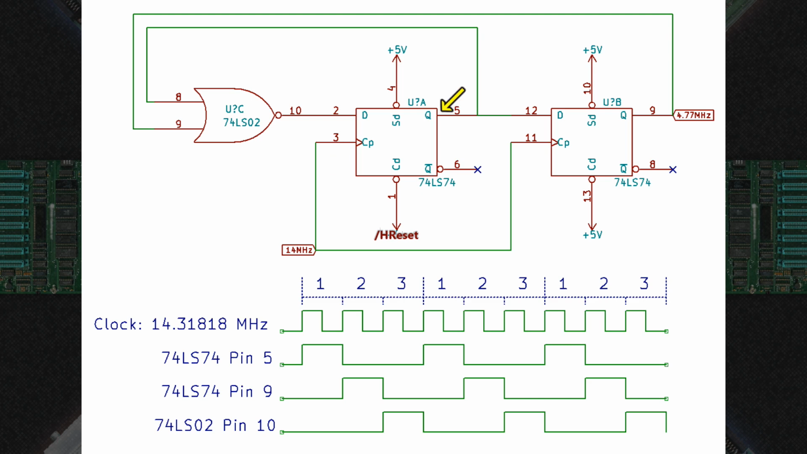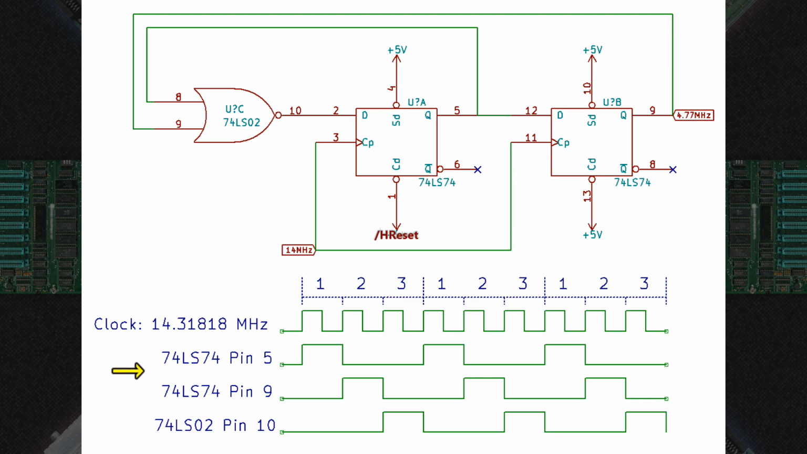The Unit 1Q is fed into the Unit 2D input. The Unit 2Q goes into a free gate on the 74LS02. The Unit 1Q output feeds into the other free input. Then the 74LS02's output goes back into Unit 1D as feedback. This gives a 4.77 MHz signal on all D, Q, and not Q lines.